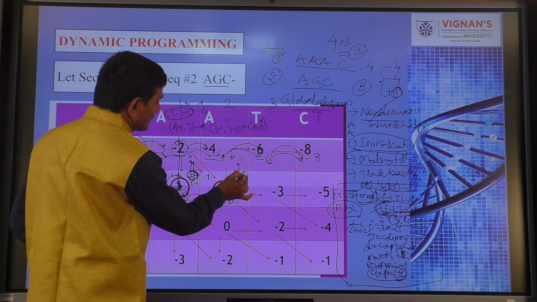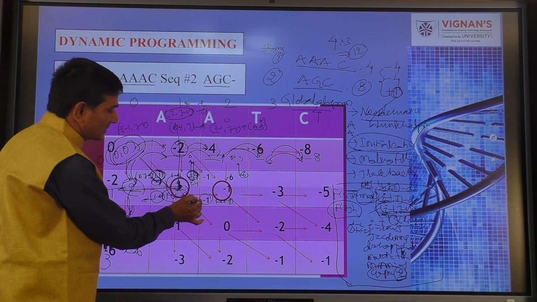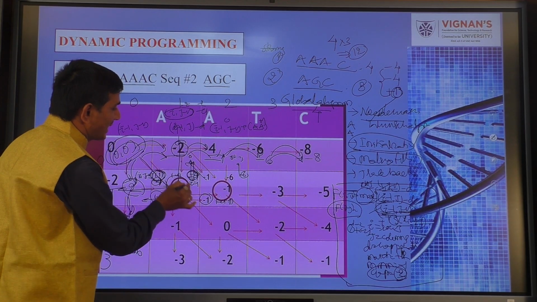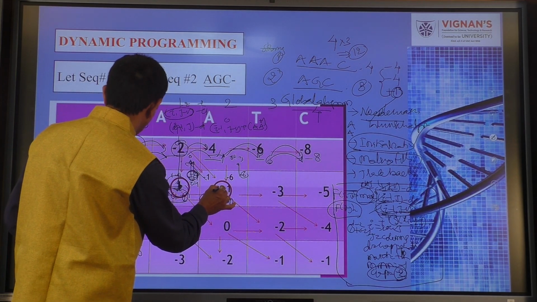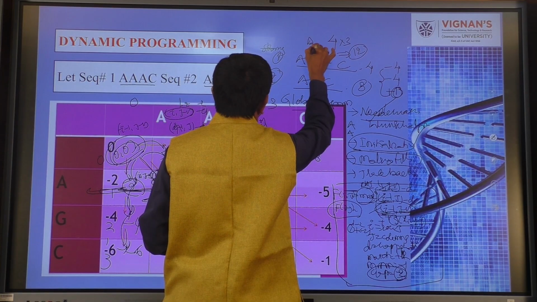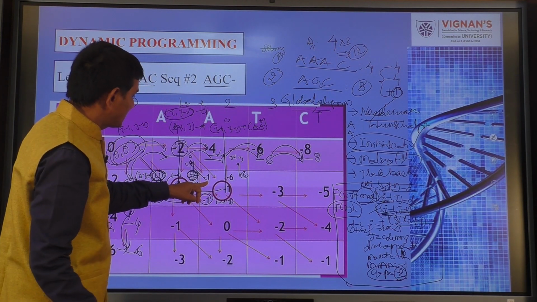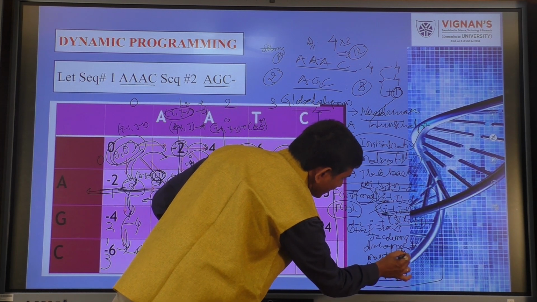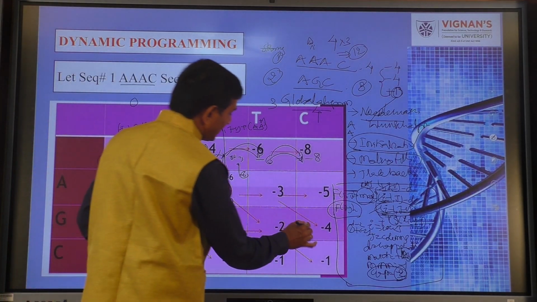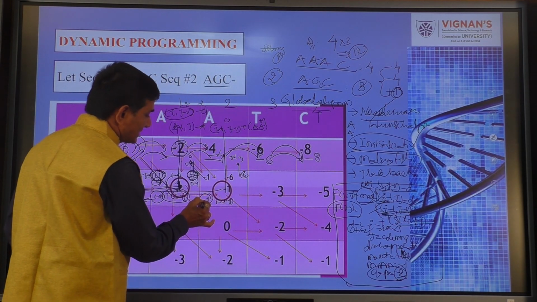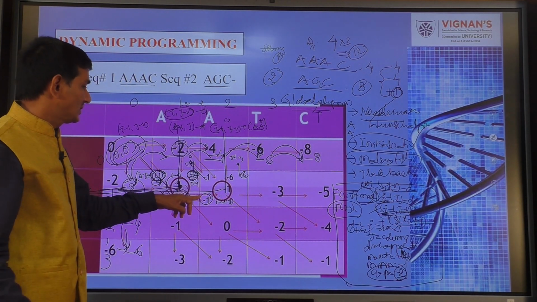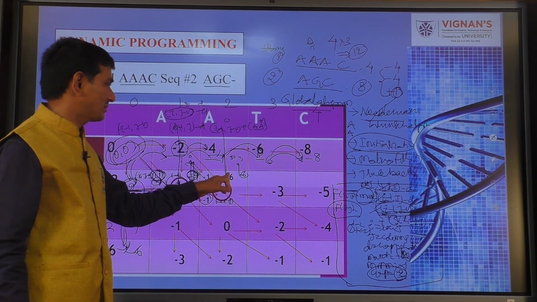So, change in row gives us a value of minus 6, change in column gives us a value of minus 1, and then change in both row and column. The diagonal value is minus 2, and the row coordinate is A and the column coordinate is A. A versus A is again a match, and the value assigned for a match is plus 1. So, diagonal it is minus 2, and minus 2 plus 1 gives us minus 1. The 3 values are minus 6, minus 1, minus 1, and the maximum of these 3 is minus 1.